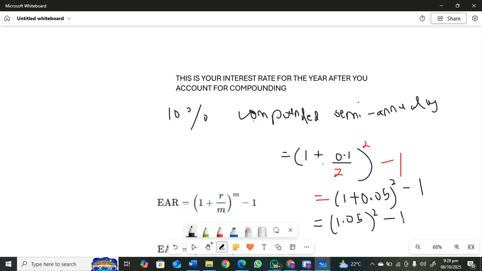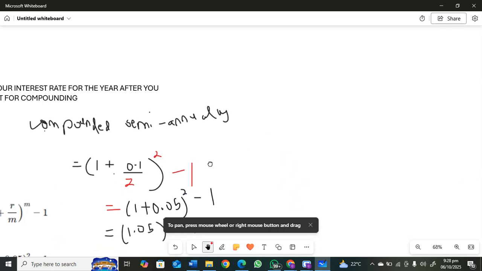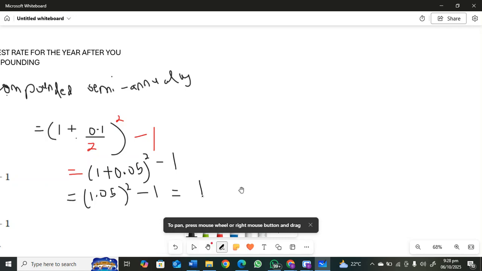Colleagues, those with the calculator, 1.05 to the power 2 is 1.1025. Then 1.1025 minus 1, which is equal to 10.25%.